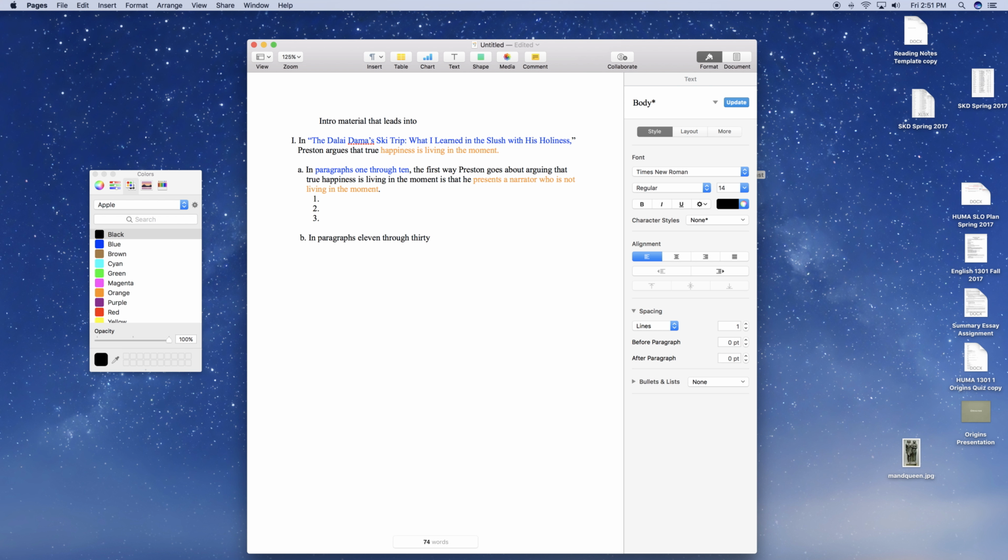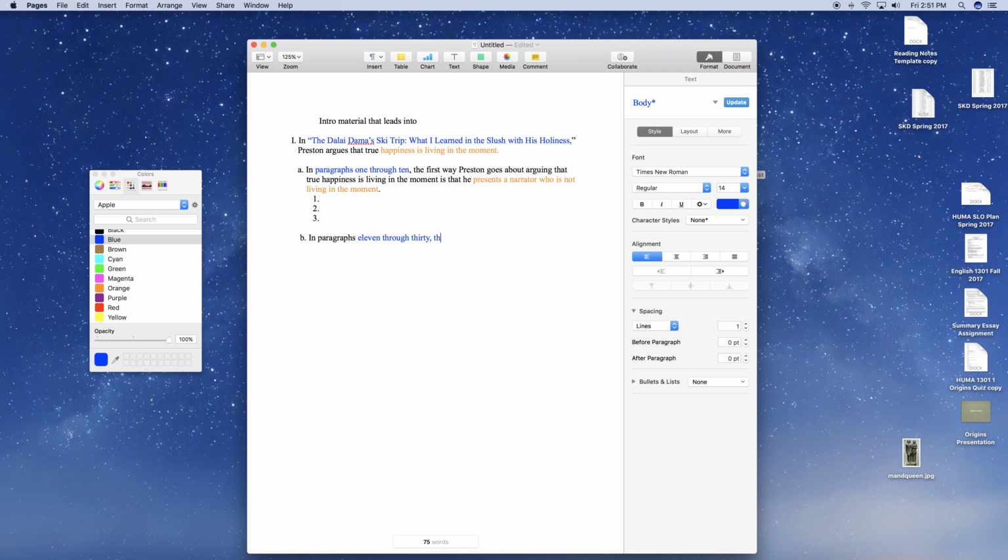Through 30, and this is a distinction that'll work. 11 through 30. Oh, we're going to go back to blue. So essay lines up.